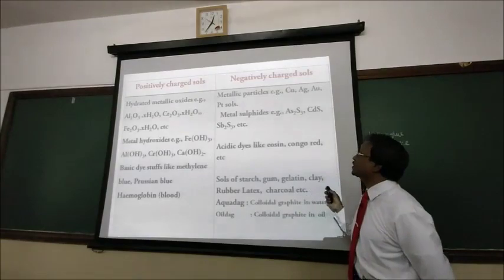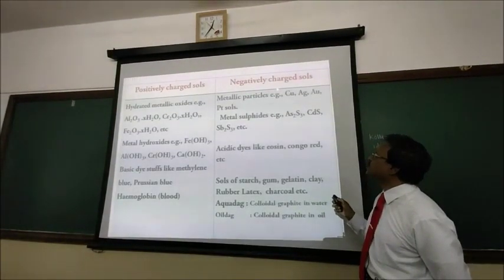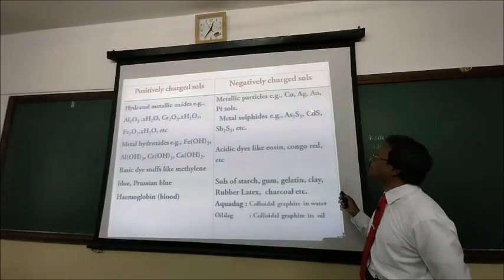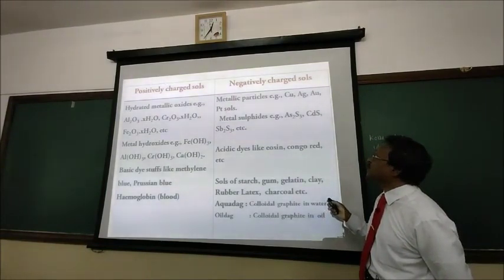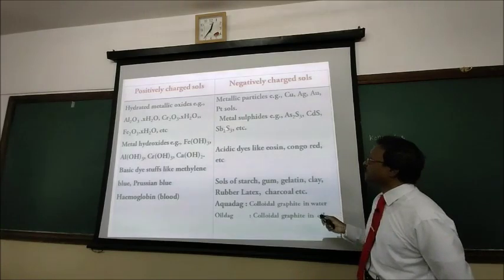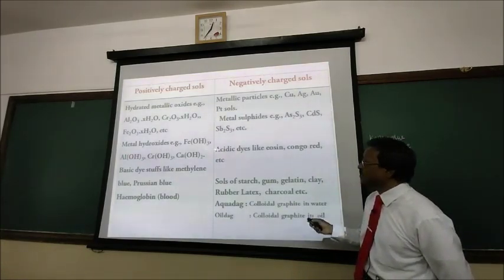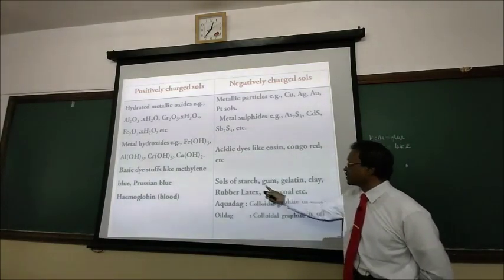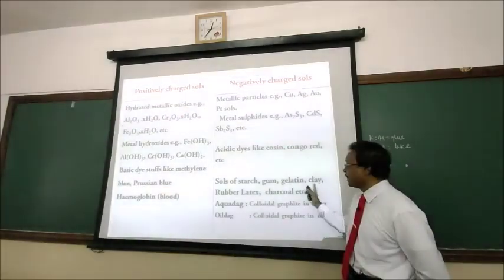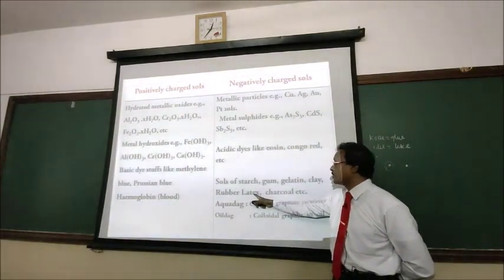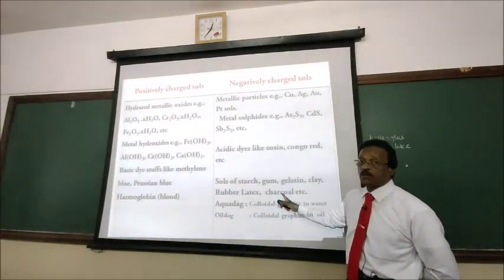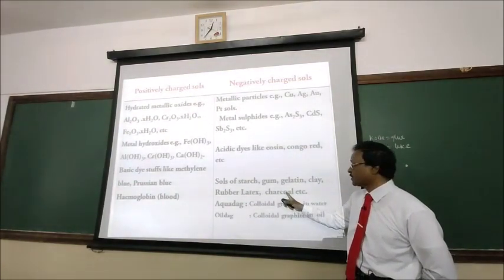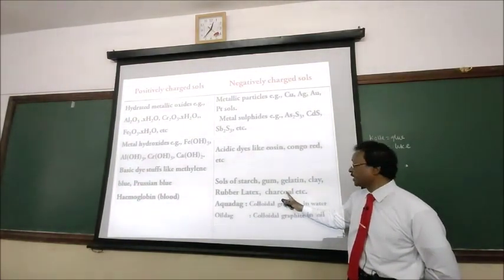For negatively charged colloidal particles: metallic particles like copper, silver, gold, platinum sols are negatively charged. Metal sulfides like arsenic sulfide, cadmium sulfide, antimony sulfide are negatively charged. Acidic dyes, as opposed to basic dyes, like eosin and Congo red, are negatively charged. Also starch, gum, gelatin, clay, rubber latex are negatively charged. Charcoal, the carbon particle, has a negative charge. Remember, smoke contains carbon particles, which are negatively charged.